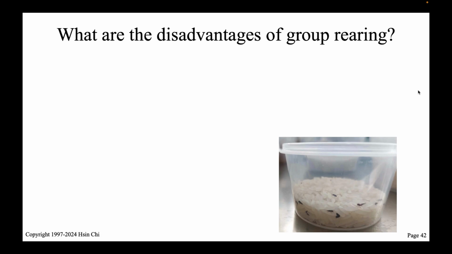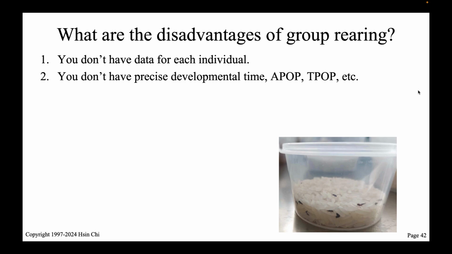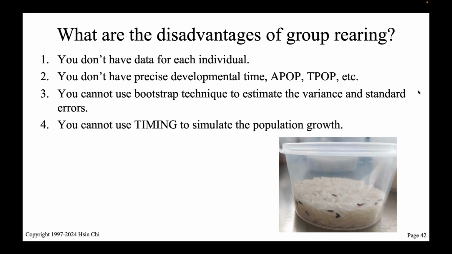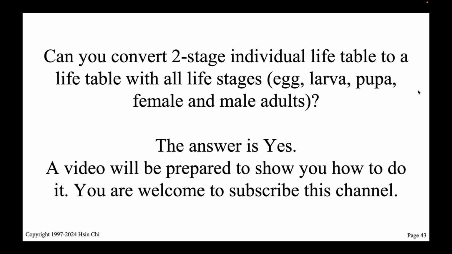What are the disadvantages of group rearing? You don't have data for each individual. You don't have precise developmental time, APOP, TPOP, ATC. You cannot use bootstrap technique to estimate the variance and standard errors. You cannot use timing to simulate the population growth. There may be cannibalism or competition.